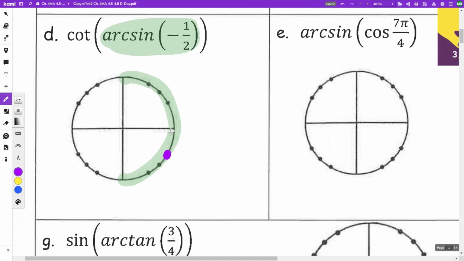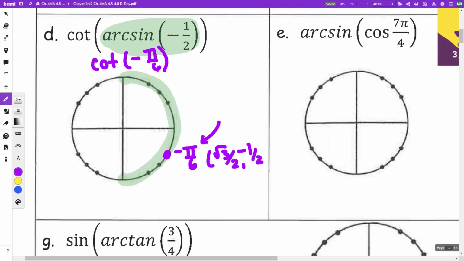And that is at negative pi over 6. So really, I now want to find the cotangent of negative pi over 6. Basically, I want the cotangent at this spot. This spot is (root 3 over 2, negative 1 half). When I'm thinking about cotangent, cotangent is x over y. So that's going to be root 3 over 2 divided by negative 1 half, which when I clean that up, is going to end up being negative root 3.